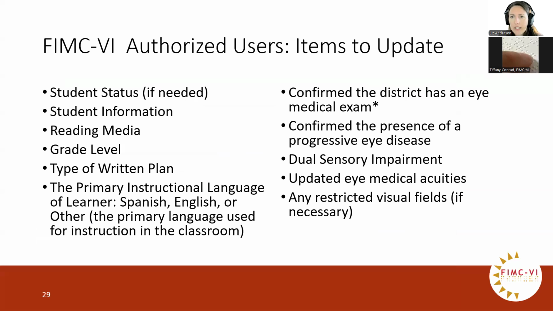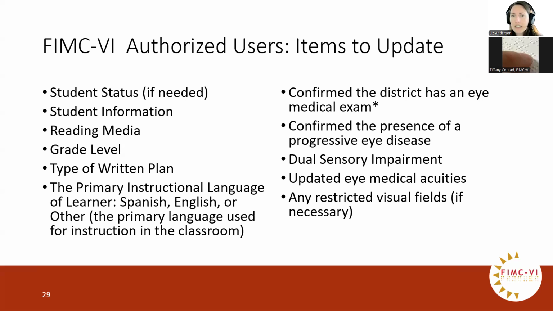So this slide is the items to update that FIMC-VI authorized users are going to look at. And this is essentially all of the same information that you provide during student registration, because that information we collect is really for APH and the annual census. So if you attended part 1 of info and updates, a lot of this information will be the same. It won't be new to you, but it's a good reminder to go over this again.